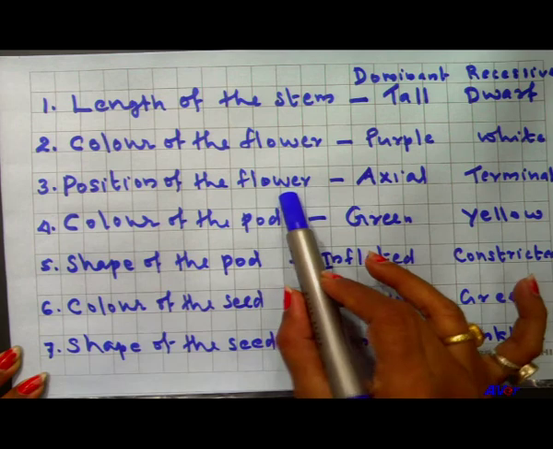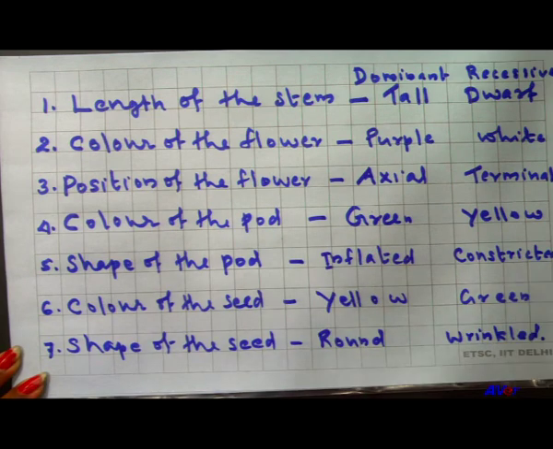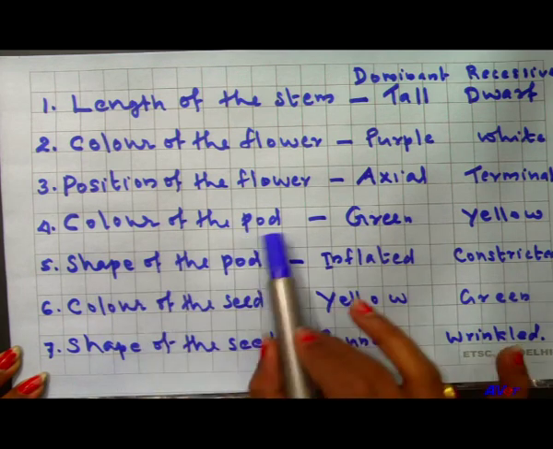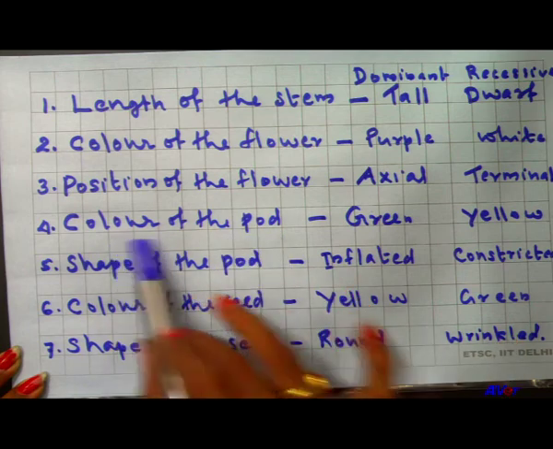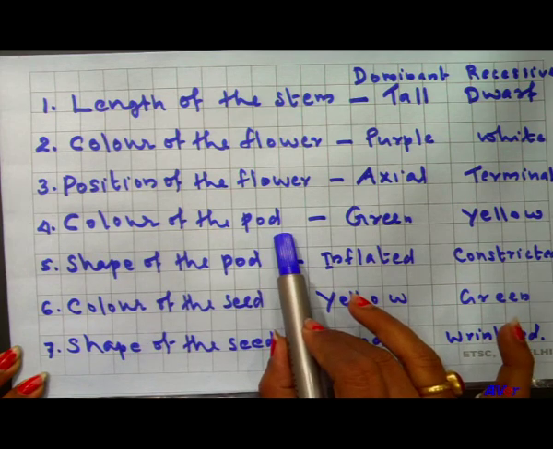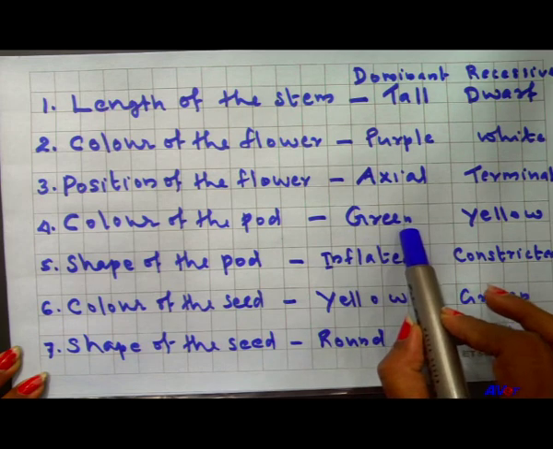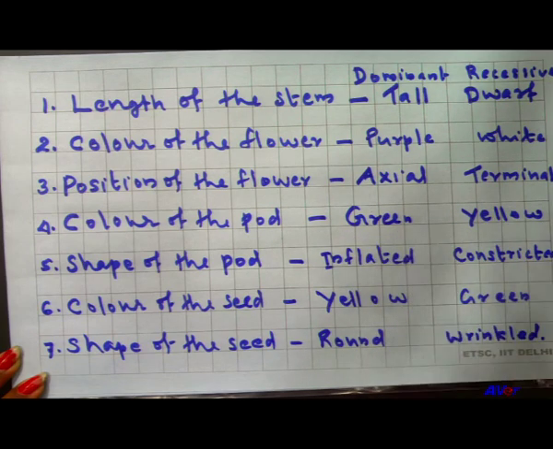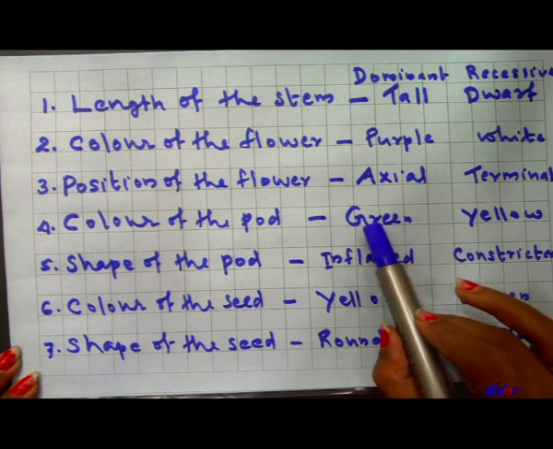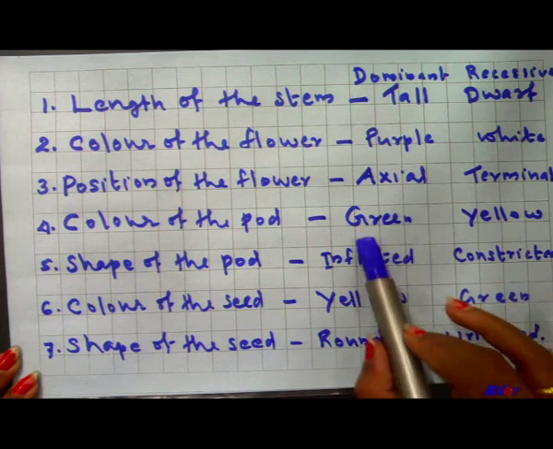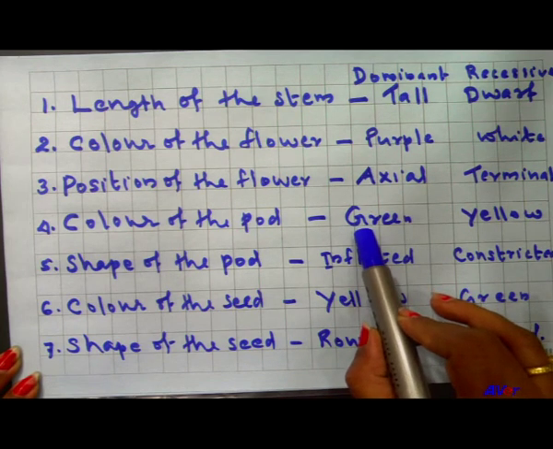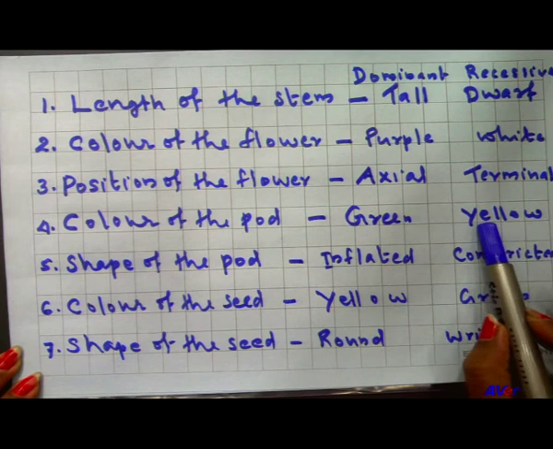Now, after the flower there come the fruits, that means pod. Here we will say it as pod. Color of the pod, the prominent color in plants, that is green. And here also, again you can apply, G comes first before Y. So, G is dominant, that means green is dominant and yellow is recessive.